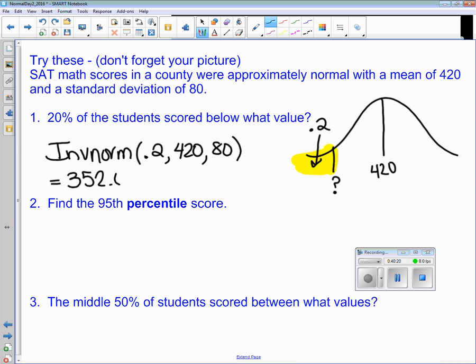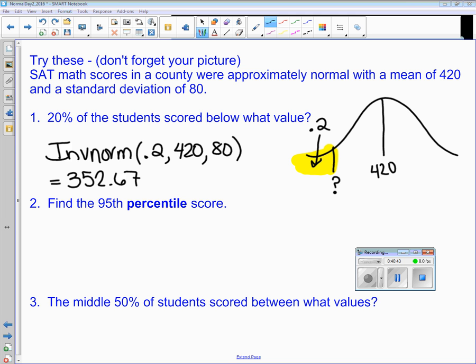Did y'all score better than that on the math portion of your SAT? 460? It's above the mean here, right? All right, try the next two. What's the 95th percentile? And then what's the middle 50%?